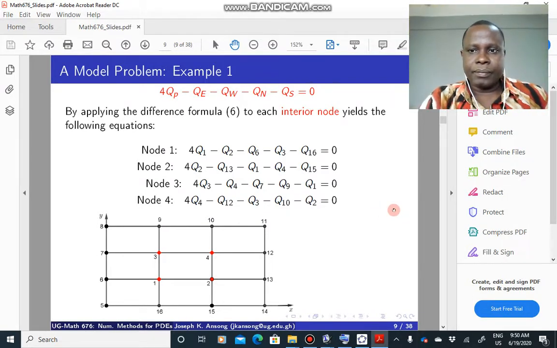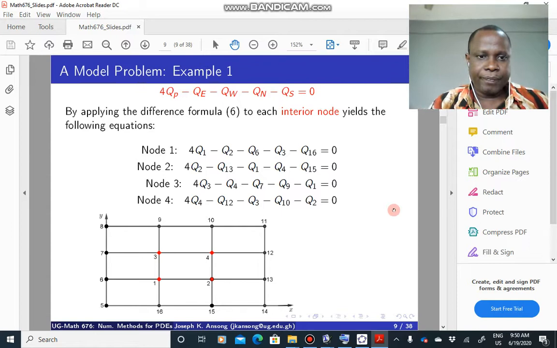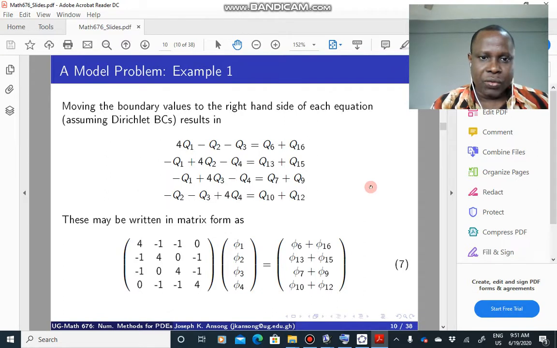Hello. So in the last video we got to where we are developing equations for the interior nodes. I take it that you understand how these are developed. Again, what we do is move all the interior points that you find here to the right hand side of the equation. If you do that, you get this set of equations. Q6 and Q16 are on the boundary, so you can move them to the right hand side.